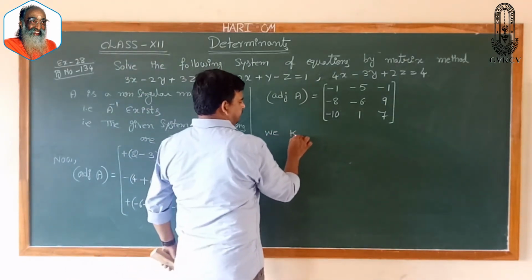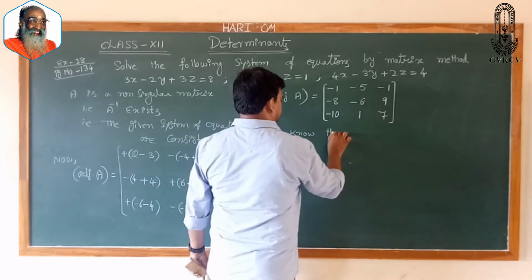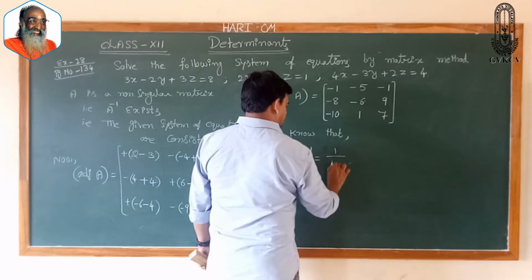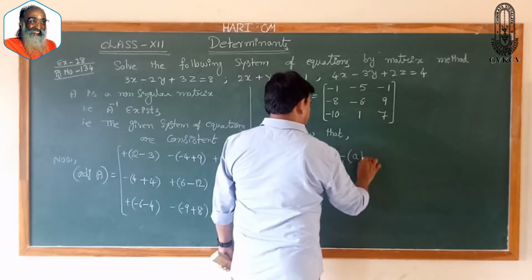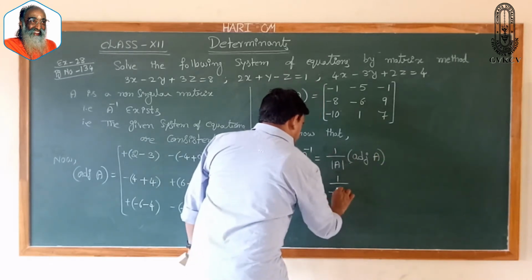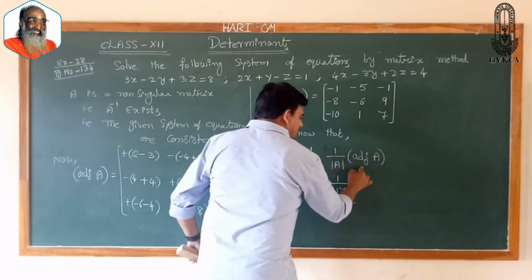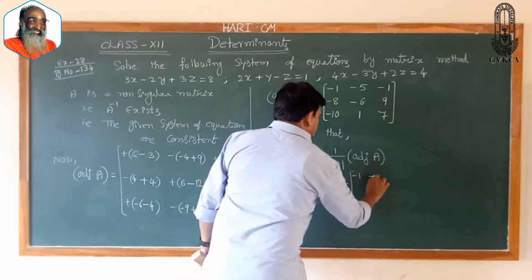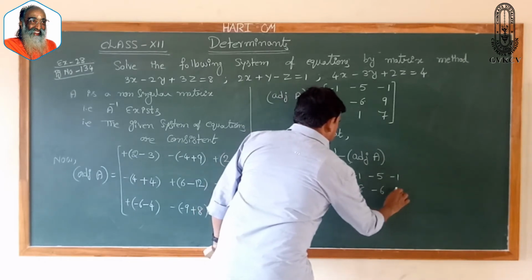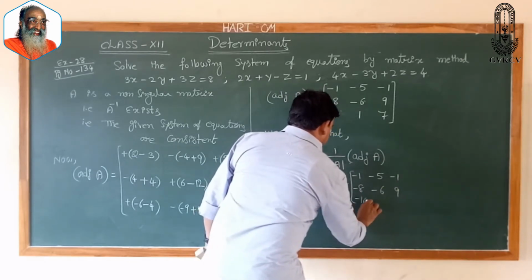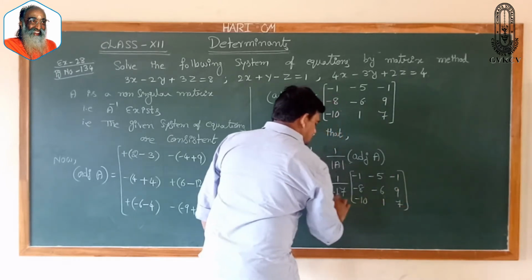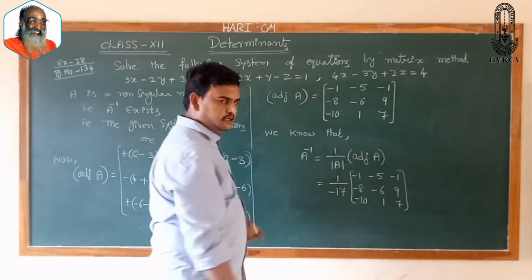We know that A inverse is equal to 1 by determinant of A into adjoint of A, that is 1 by determinant of A, we have minus 17. Now adjoint of A, here I have minus 1, minus 5, minus 1, minus 8, minus 6, 9, minus 10, 1, 7. If you want, this minus can be multiplied inside.